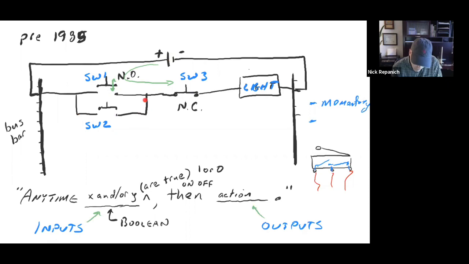Current flows through here, flows through here, turns on the light, and then, like any good circuit, comes back to ground, right? So I physically made a circuit without a microprocessor, and I made some logic. So this is what you used to do.